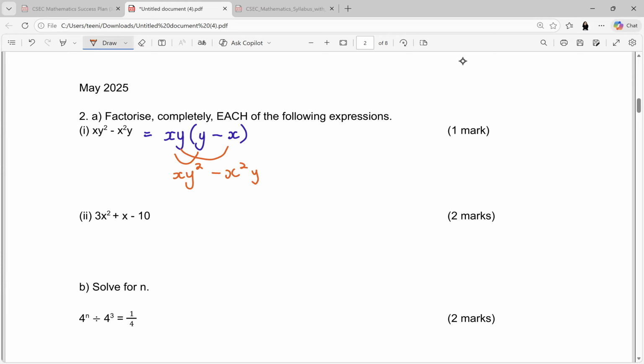For the next one, 3x squared plus x minus 10. This is a quadratic expression. The reason it's a quadratic expression is that the highest power of x here is 2. So you have 3x squared plus x minus 10. Let me refresh your memory with the steps on how to factorize a quadratic if you don't remember, right?